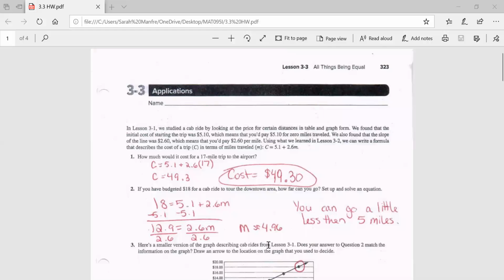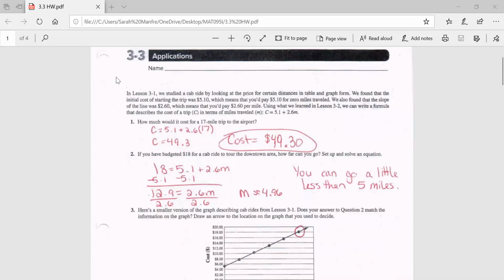So this is the homework solutions for 3-3. The first question is dealing with this word problem. It says we studied a cab ride by looking at the price for certain distances in table and graph form.